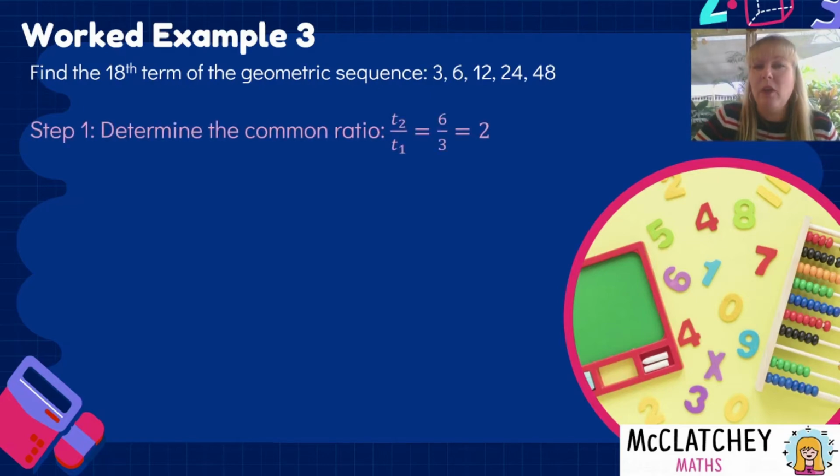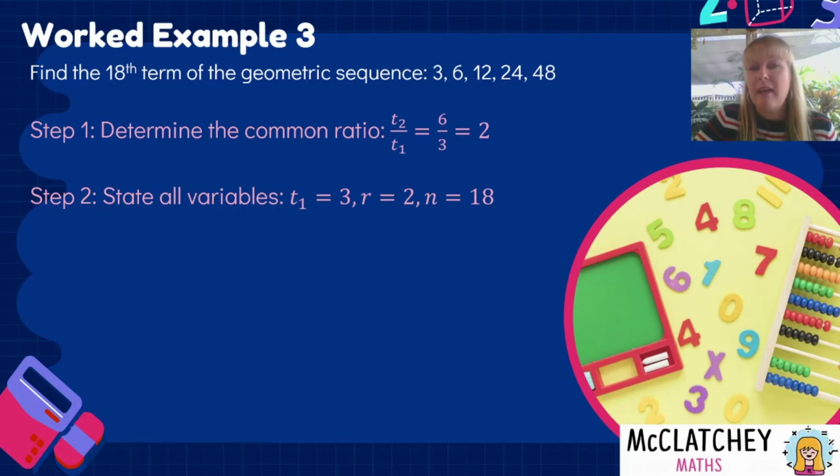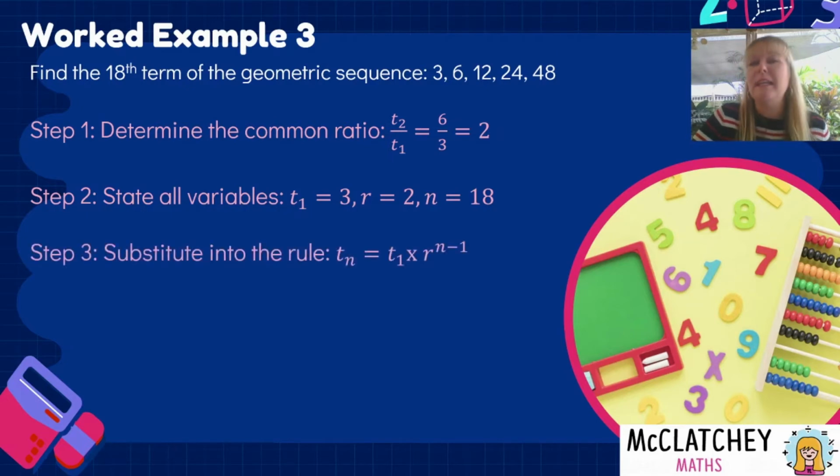So firstly, we've got to work out what that common ratio is, and because we've been told it's geometric, we know we're looking for a ratio, so we're going to do that taking the second term and dividing it by the first term, and we'll get the common ratio of 2. Now we're going to state our variables. The first term is 3, the ratio is 2, and we've got n equals 18 for 18 terms, and we'll substitute that into our rule that's from our formula sheet.